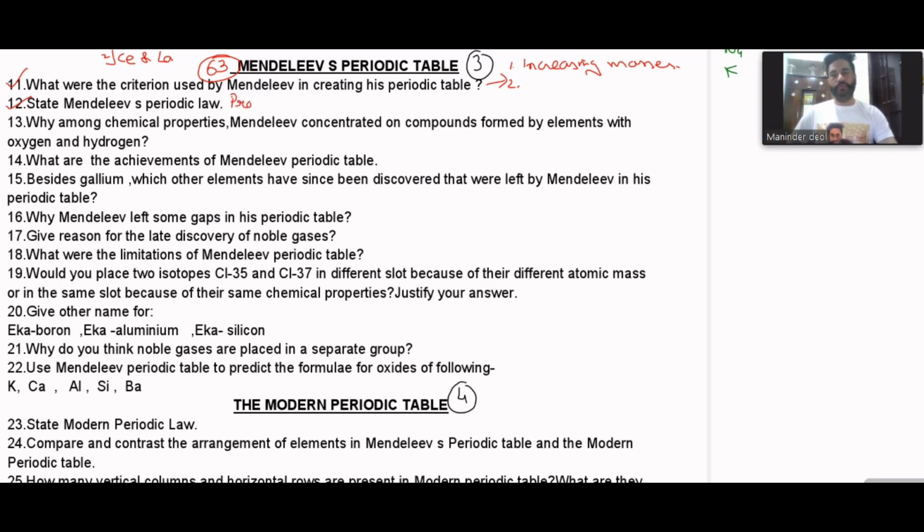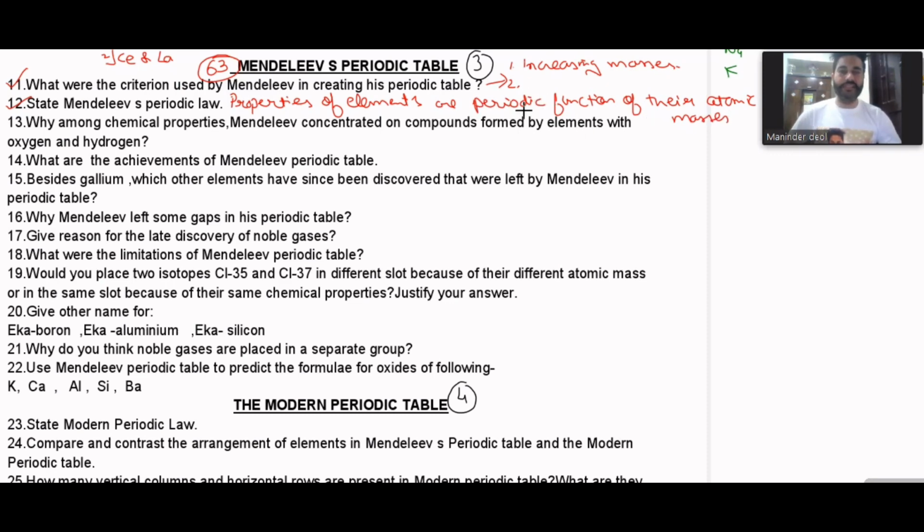Okay, so this is again a very important definition. Properties of elements are periodic function of their atomic masses. What is the meaning of this statement?